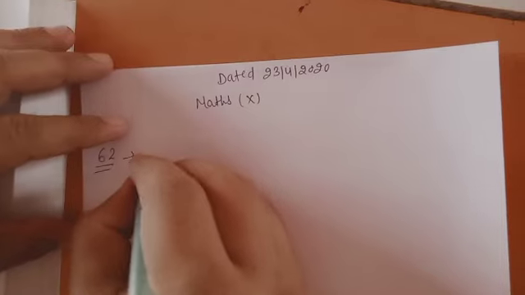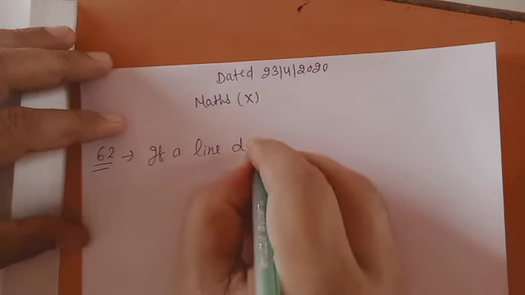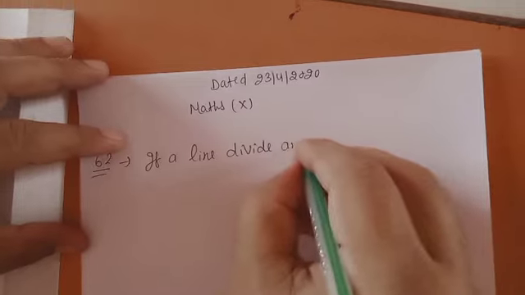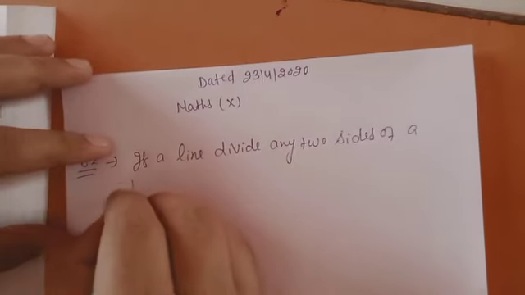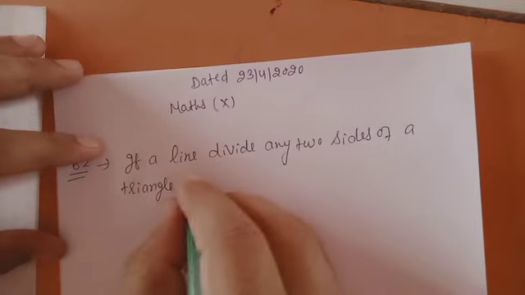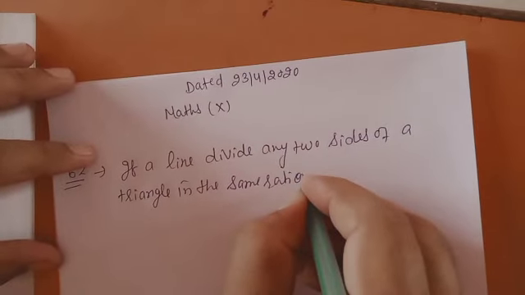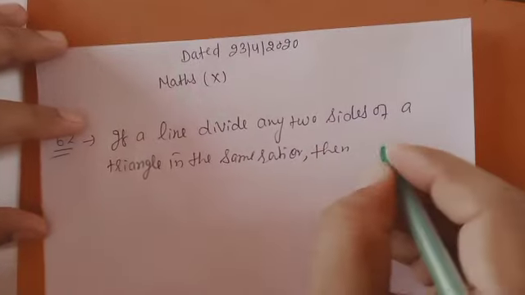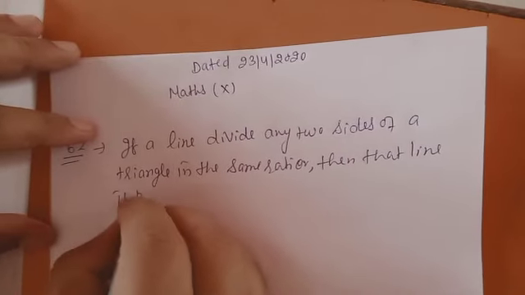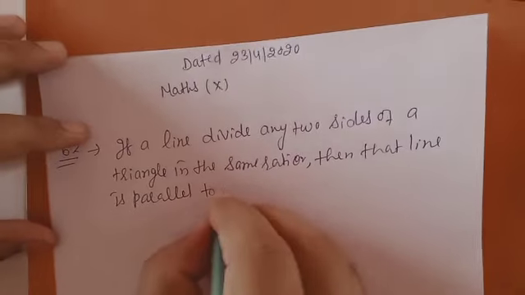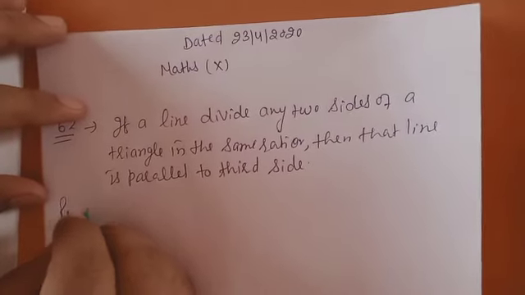Converse of theorem 6.1. If a line divides any two sides of a triangle in the same ratio, then that line is parallel to the third side. So I want to tell you the proof of this.